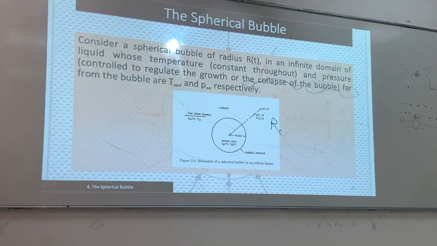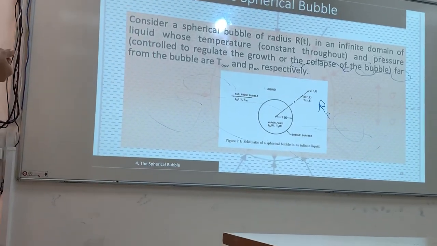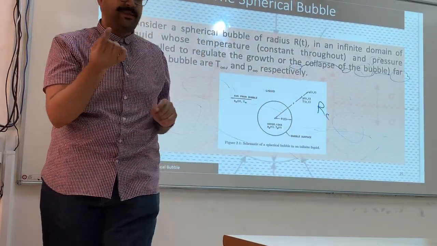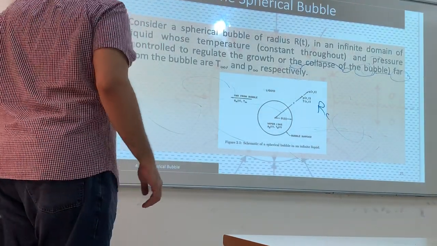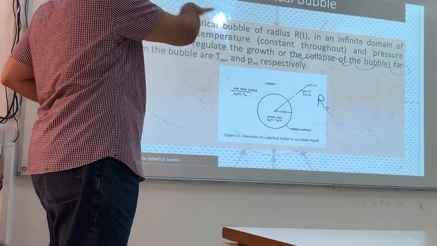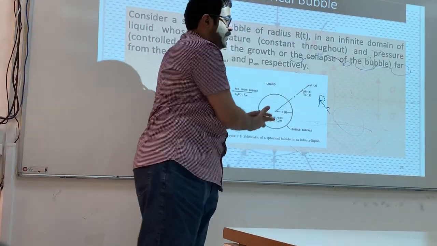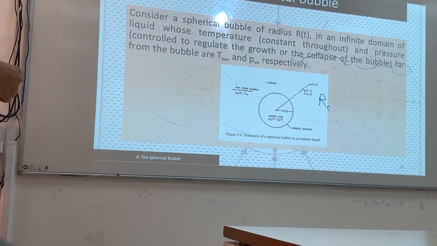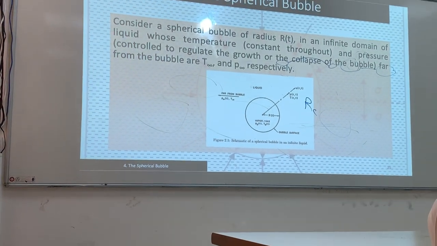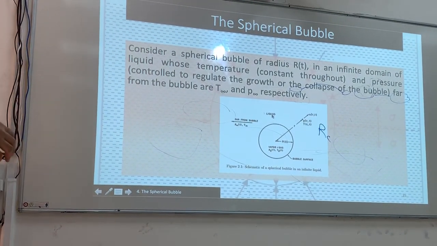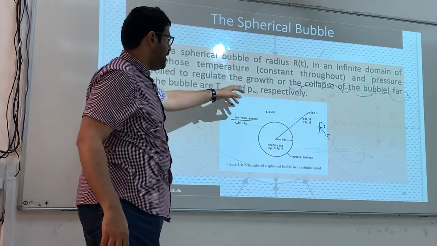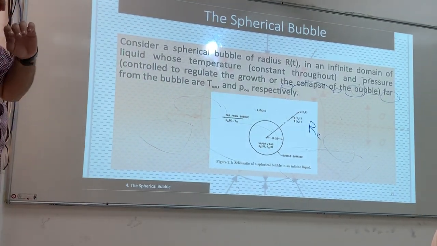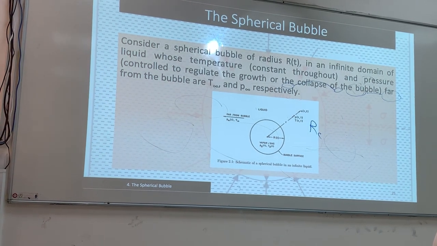Consider a spherical bubble of radius R(t) in an infinite domain of liquid with constant temperature. If we look at the temperature and pressure, they're constant everywhere except at some place here. The temperature is constant, and the pressure is controlled to regulate the growth and collapse of the bubble. I will tell you later how we can trap or control the growth and collapse of bubbles. Although it is very hard to do, it has been done before. T infinity and P infinity are the temperature and pressure in the whole liquid, or let's say far into infinity, as we are supposing an infinite reservoir of liquid.